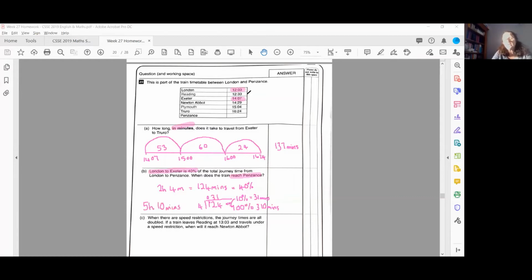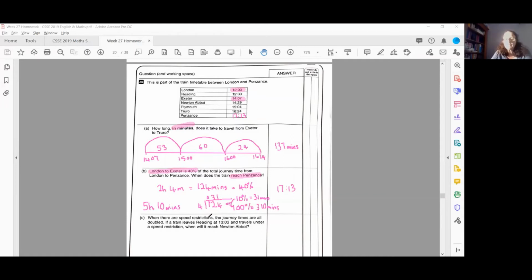So if I left London at 12:03, I can add 5 hours to here. So I'm going to arrive in Penzance at 17. And I've got 03 here, add 10, 13. So I would arrive in Penzance at 17:13. Now, because my timetable's in 24-hour clock and they haven't asked for it in 12-hour clock, keep your answers in the format that they were in originally.